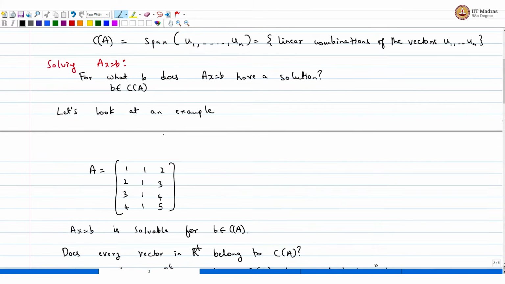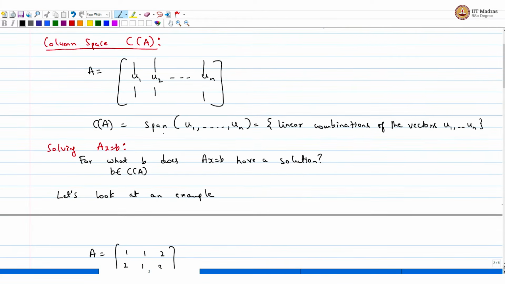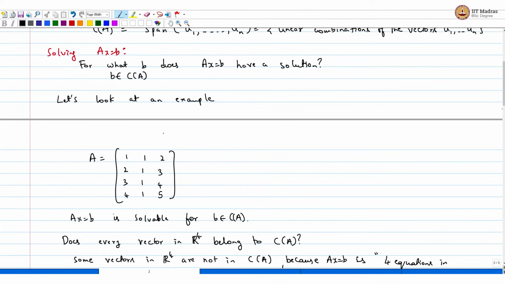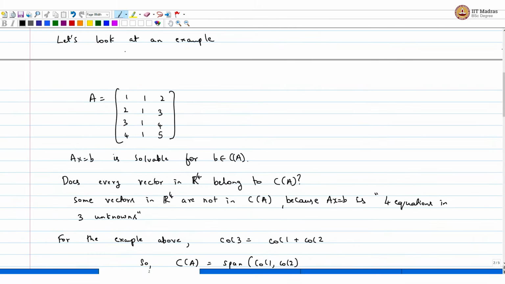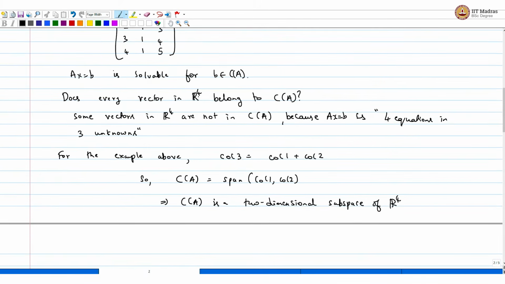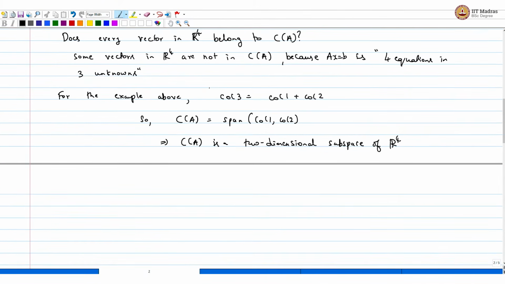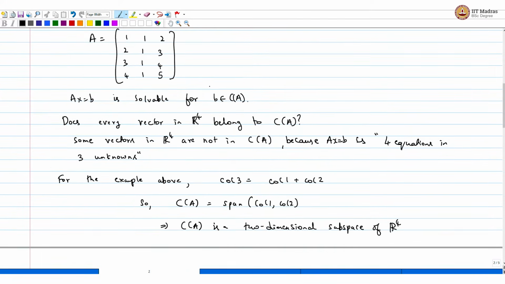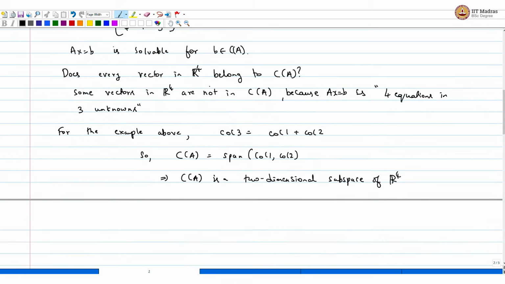So just a quick recap. The column space is the set of all linear combinations of the columns of a particular matrix, and that plays a role because you want to solve Ax equals B, and if you want to know for what B this is solvable, then B has to be in the column space of A. And we just saw an example where not every possible four-dimensional Euclidean vector is in the column space of this matrix.